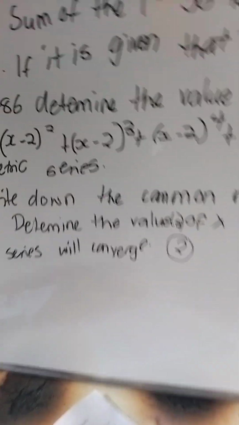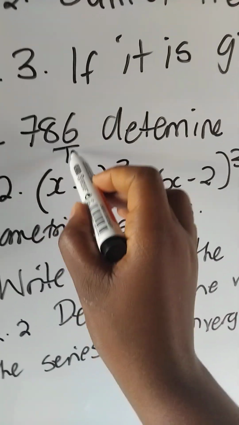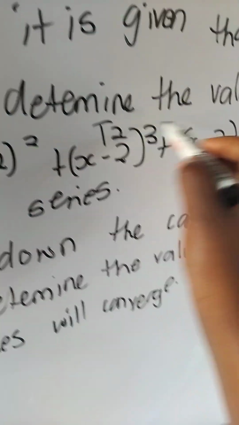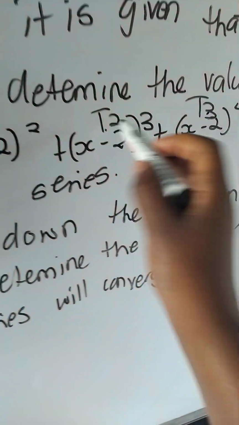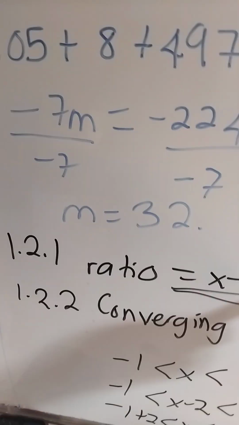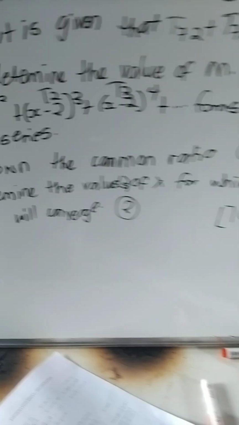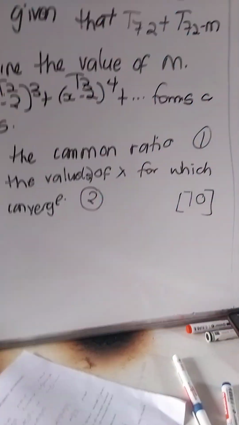So here we have our T1, we have our T2, we have our T3. So T3 divided by that, you end up having your common ratio as this one. Now that we have our common ratio, they say determine the value of x for which the series will converge.